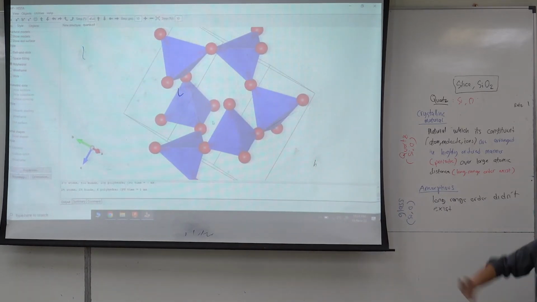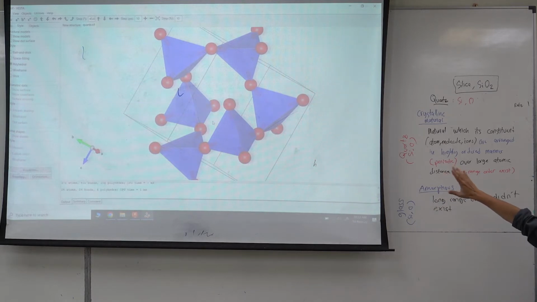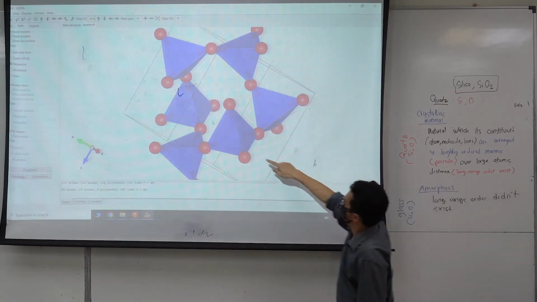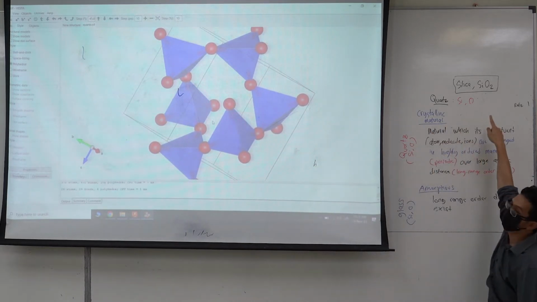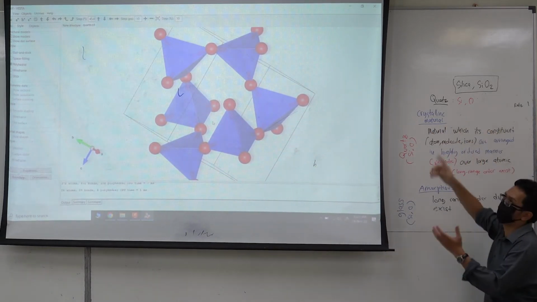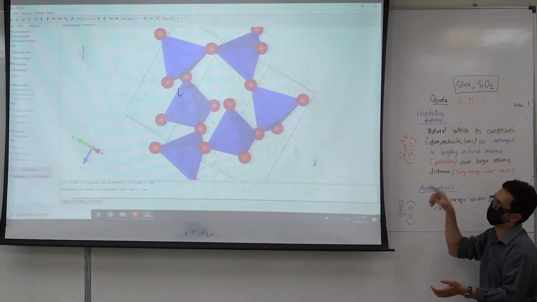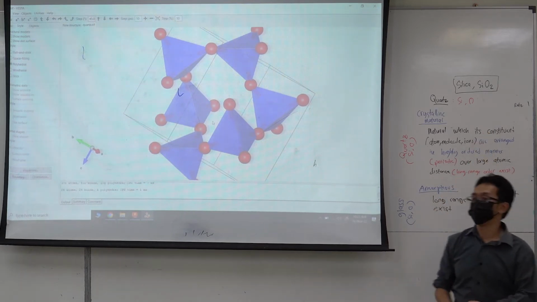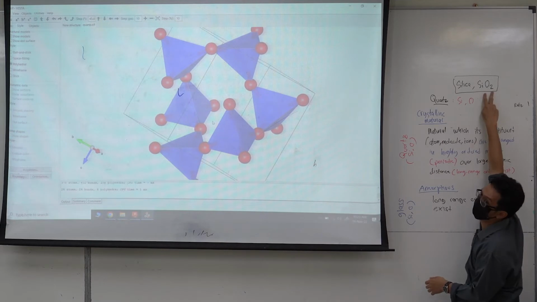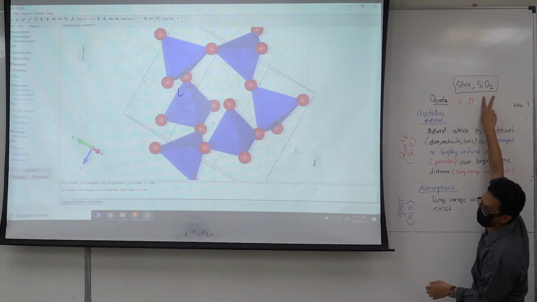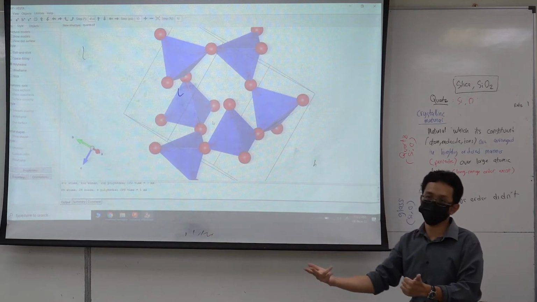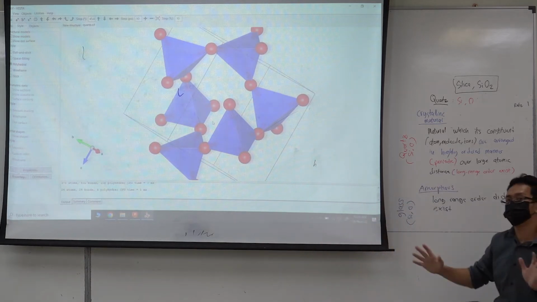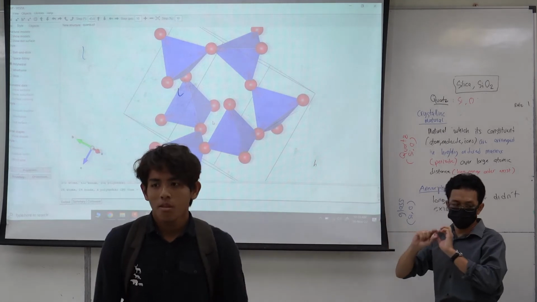So here the question is, if the silicon is connected to 4, why do we call it silicon dioxide? Why not silicon O4? The reason is that this is an empirical formula. What does that mean? If there are 100 silicon, there will be 200 oxygen. It tells nothing about the bonding.